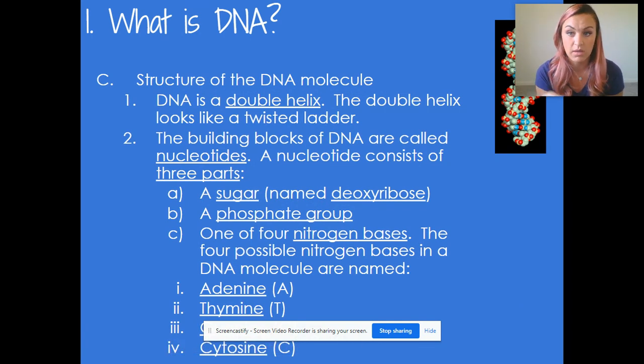DNA, like I said, is referred to as a double helix. When you think of the word double, you need to think two, and when you think of helix, you need to think basically twisted. So it looks like a twisted ladder, a spiral staircase.